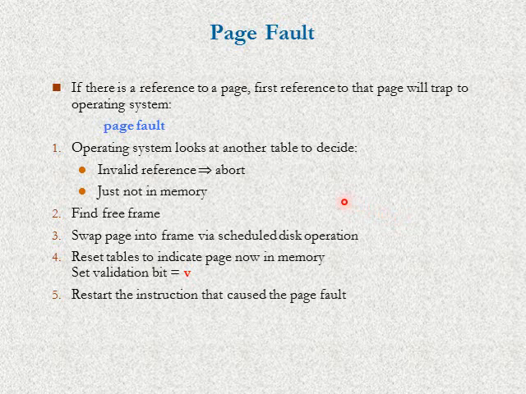then it updates that page table. It updates the reference bit of that particular entry. It modifies the frame number against that particular page number, and then it informs that particular process to restart the instruction that caused the page fault, so that the process may continue with its regular execution.